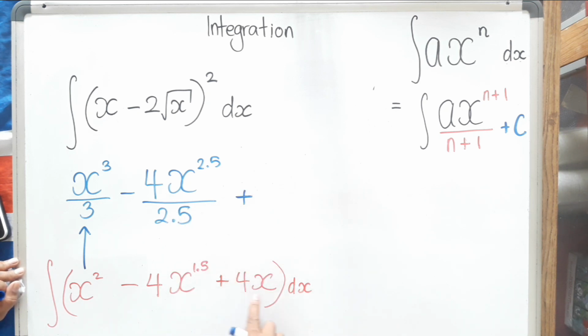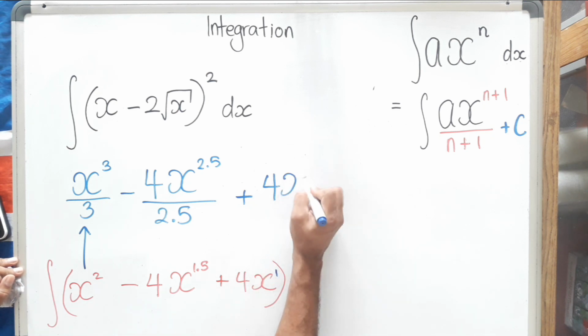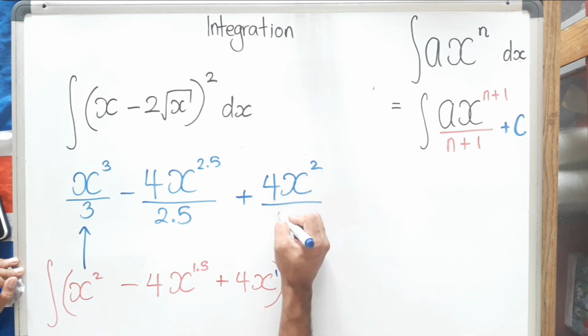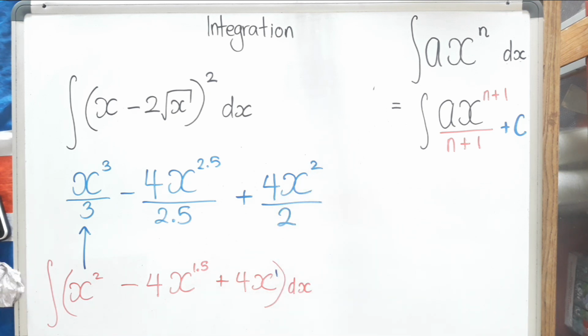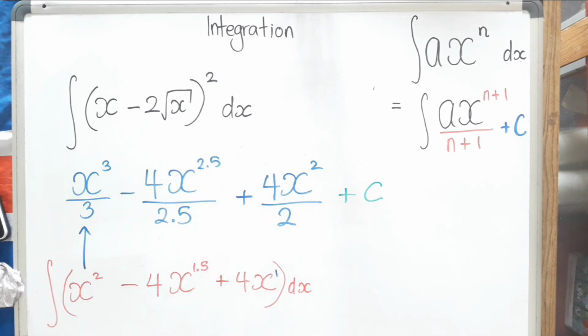Plus 4x. Remember, if there is no power here, it is automatically 1. So if you add 1 to that, you will get squared. And then you divide it by 2. And then you can put plus c. If you want, well, 4 divided by 2 will give you 2. So that could simplify to 2.